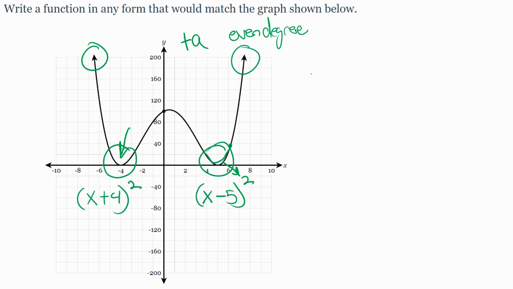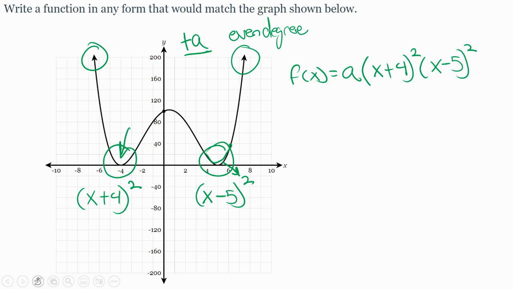Anytime it's bouncing off, we have even degree on my factor. So I just put those together with an a value. I don't know what a is yet, so I'm going to call this f of x equals a, I just know that it's positive, times x plus 4 squared times x minus 5 squared. With this information, I'll be able to identify what the function is that is graphed here simply by using my y-intercept.